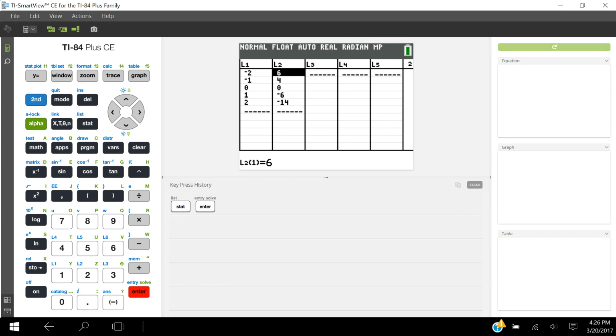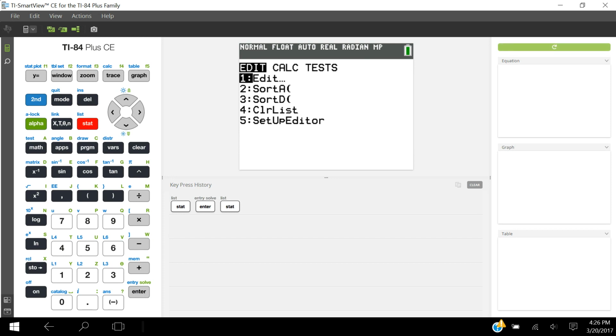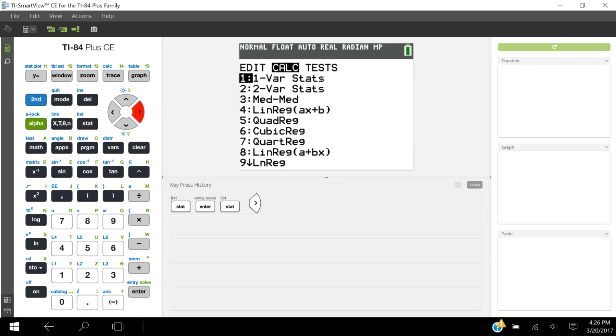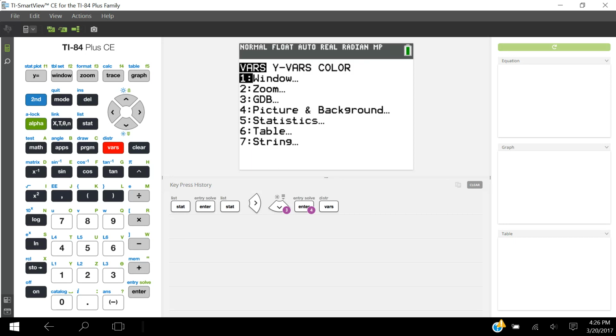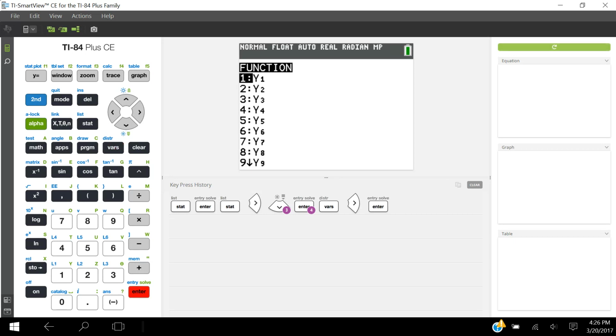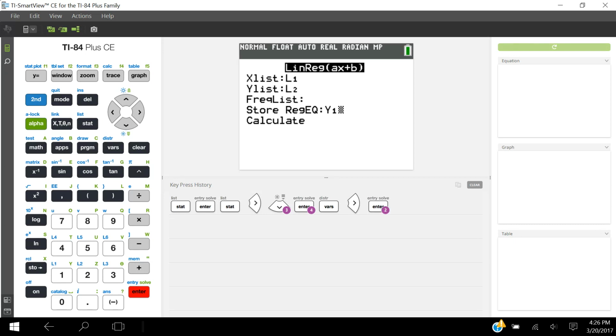So the first thing I'm going to do is stat, calc, and I'm going to do number 4, which is linreg. I'm going to hit enter, and then I'm going to hit enter and enter and enter, and then when I get to store, vars, yvars, enter for function, enter for y1, there's my y1, then I'm going to hit enter and calculate. Okay, here's my formula, and it's -5x minus 2. So that's my linreg. Oh, I forgot to show you my data before.